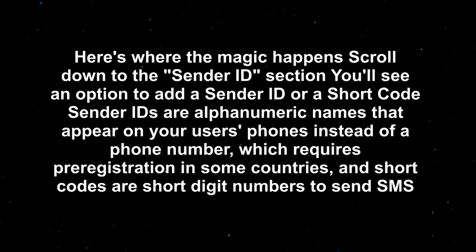Scroll down to the Sender ID section. You'll see an option to add a sender ID or a shortcode. Sender IDs are alphanumeric names that appear on your users' phones instead of a phone number, which requires pre-registration in some countries. And shortcodes are short-digit numbers to send SMS.